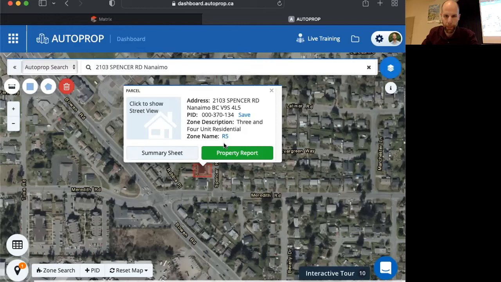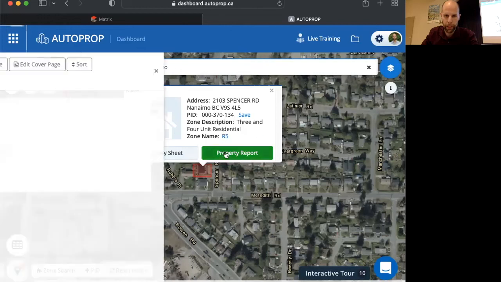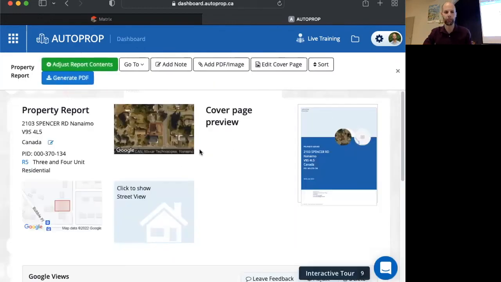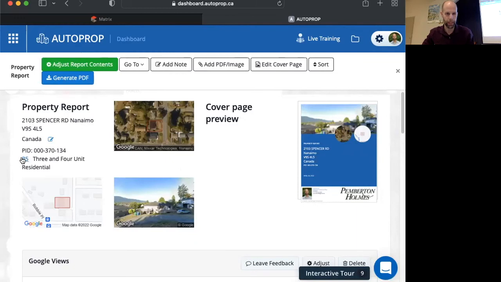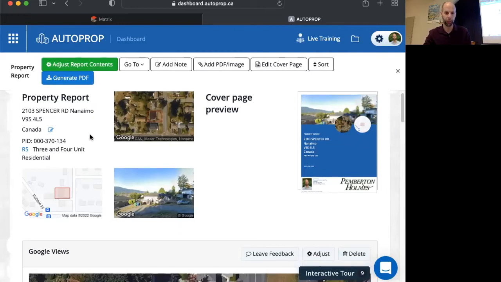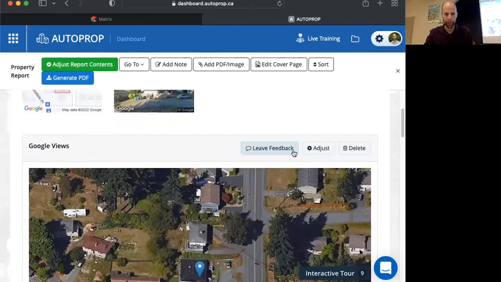If you click on this, it'll generate a little bit of a report, tell you the property identification number. So this is kind of interesting. It's zoned R5, so 3 and 4 unit residential. So this is actually a legitimate fourplex. This isn't a duplex that's been converted. This is actually a purpose-built fourplex that is legitimate.